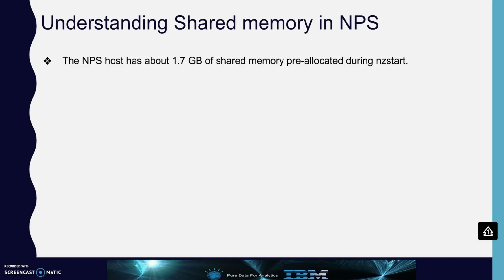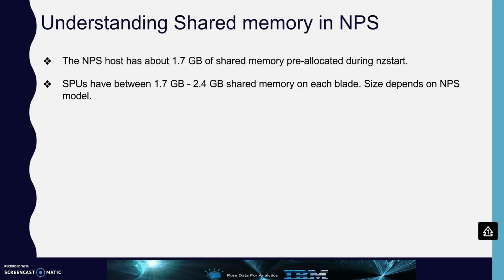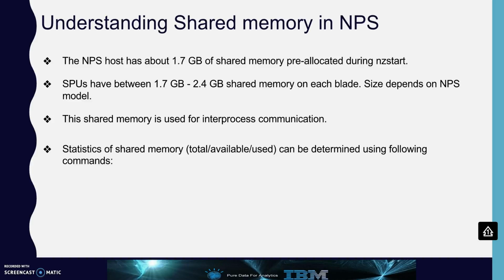NPS host has about 1.7 GB of shared memory pre-allocated during nzstart. SPUs have between 1.7 GB to 2.4 GB of shared memory on each blade. Size depends on NPS model. This shared memory is used for inter-process communications.